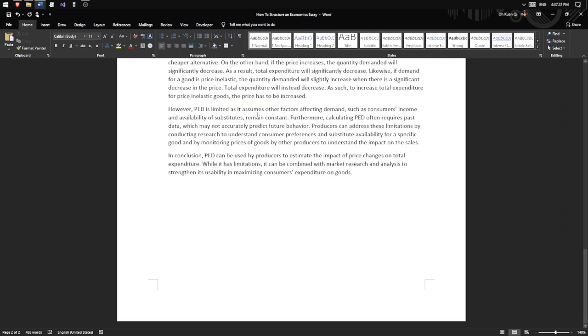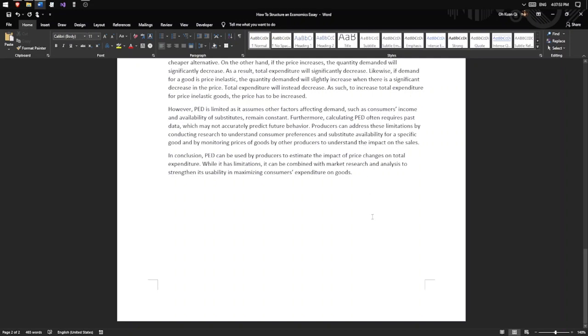So the limitation here would be that other factors affecting demand, such as consumers' income and substitutes, are constant. And the consequence is that you may not be able to accurately predict the future behavior of consumers for your goods. And then here we explain other ways of overcoming these issues, which is by understanding consumers' preferences using research and also to monitor the price of goods.